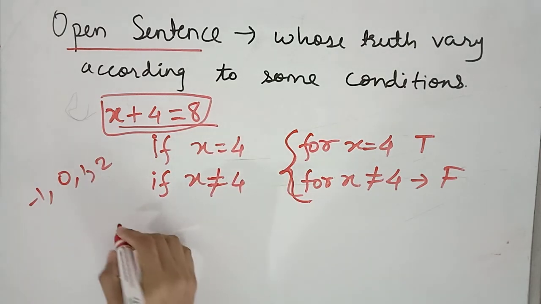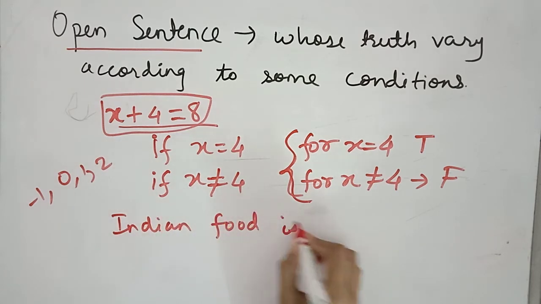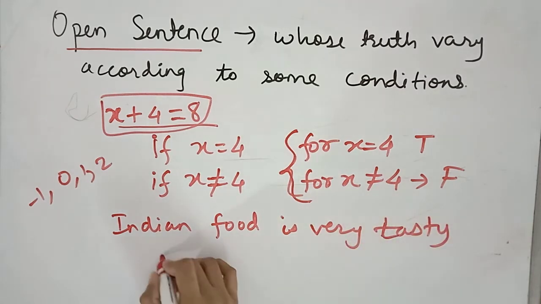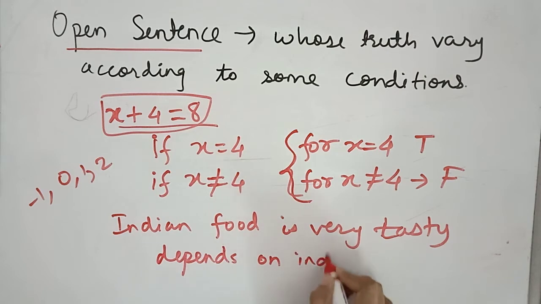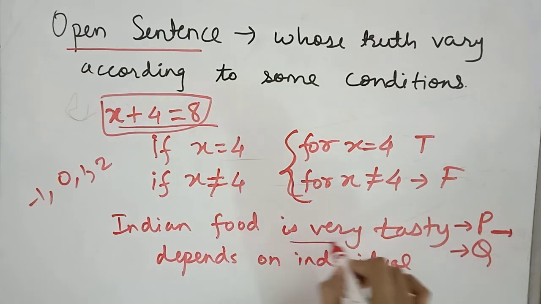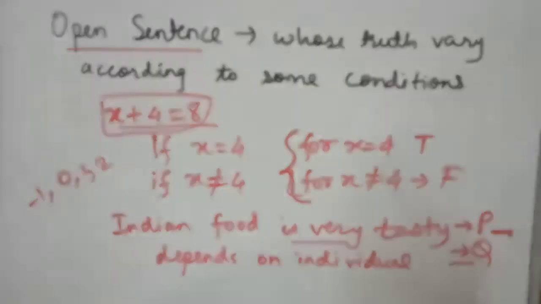Let's see one more example. Indian food is very tasty. Now it depends on individual to individual. Like there must be some person P who likes Indian food. There must be some person Q who doesn't like Indian food. So if we are talking about person P, then this statement will be true. And if we are talking about some person Q, this will be false.